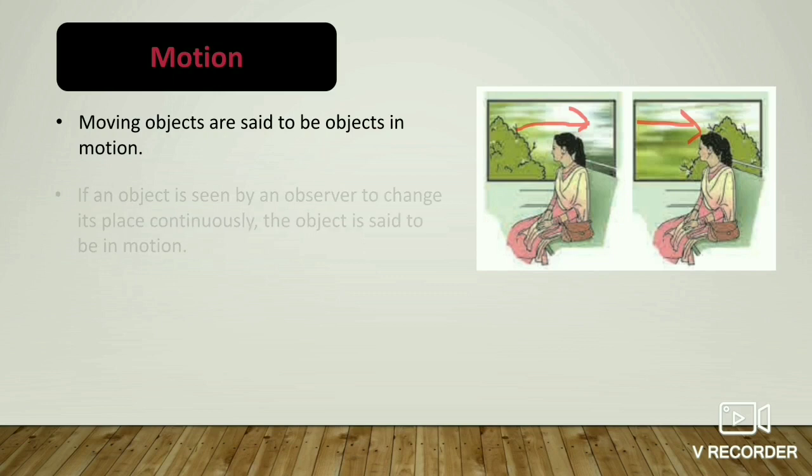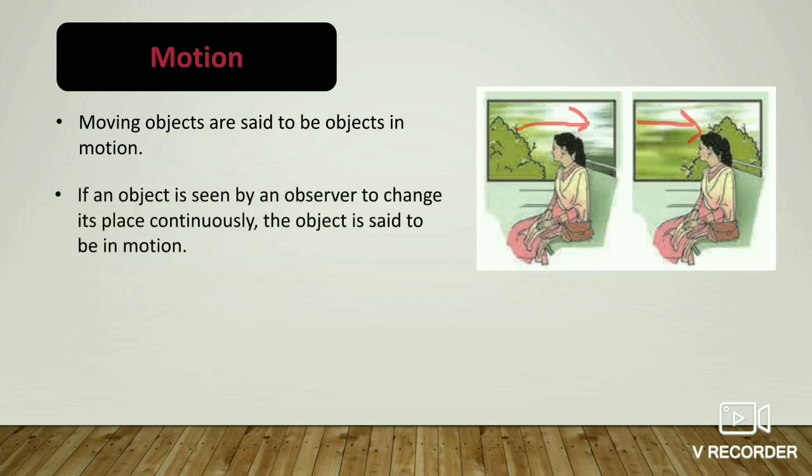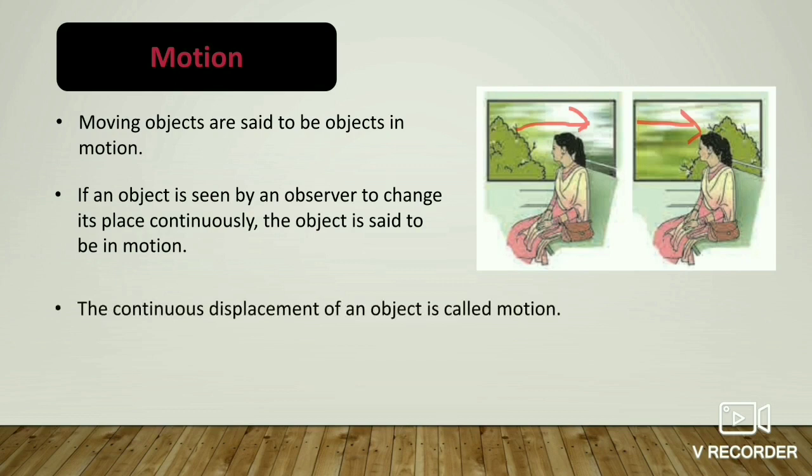So we say that if an object is seen by an observer to change its place continuously, the object is said to be in motion. Here, trees change their place continuously. So we can also say that the continuous displacement of an object is called motion.